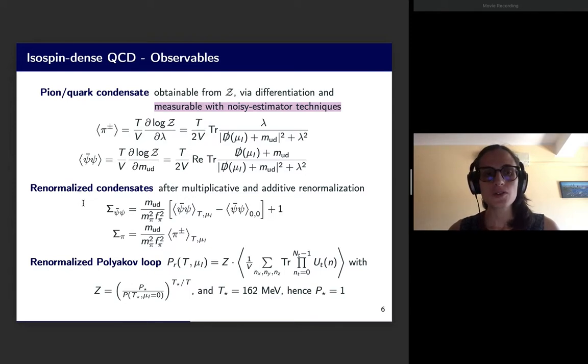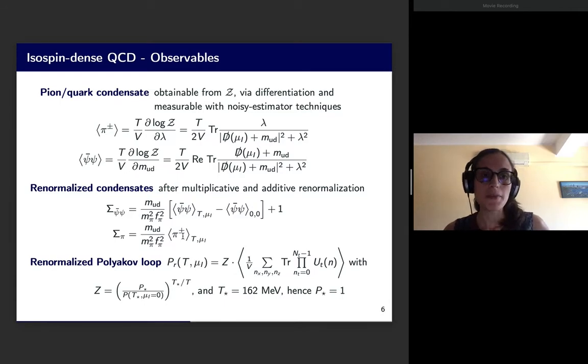Not only that, but you also have to take care that you have correctly renormalized the observables you want to look at. In particular, this condensate renormalizes either just multiplicatively, like the pion condensate, and then you need to take care of the multiplicative renormalization, which is done by this factor in front. In the case of the chiral condensate, you also have an additive renormalization that you can get rid of because this is independent of the temperature and the chemical potential. So what you do is you also run a zero temperature simulation and make a subtraction. And then the +1 is just for normalization purposes.